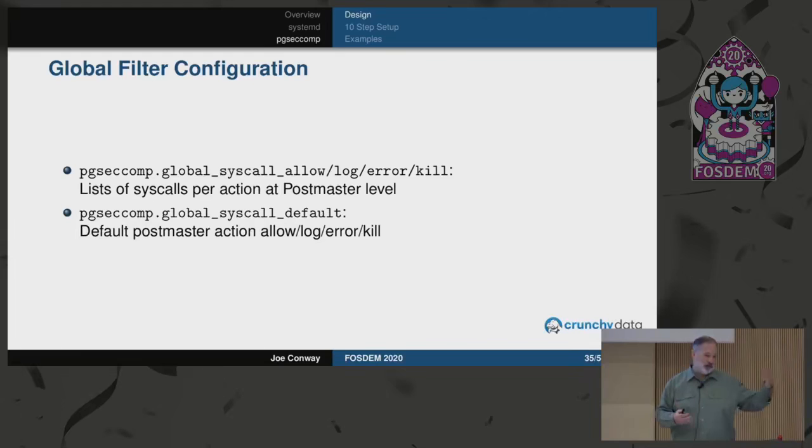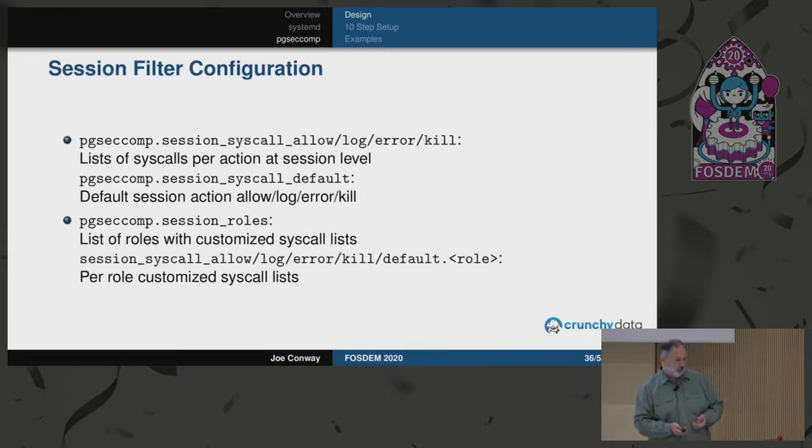So you can basically set the default action to log, and you could have a list of items that you want to allow. And you could have a specific list, maybe of syscalls that you never want to allow, that are set to error or kill. And then similarly at the session level, you've got the equivalent calls, session instead of global.